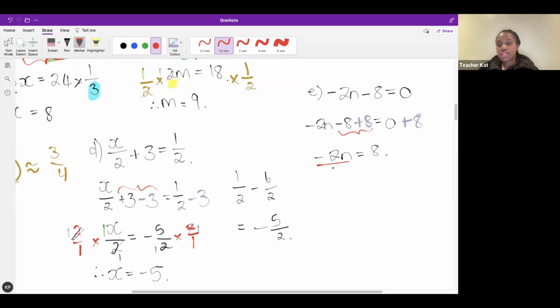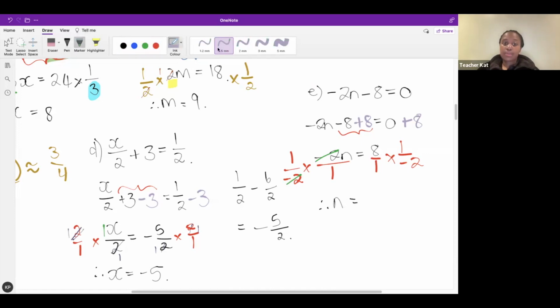Negative 2n is technically over 1. That means I'm going to times by 1 over negative 2. Nice, Seth. As we know, on the left-hand side, these have to cancel out. If they do not cancel out, then you made a mistake. So therefore, n is going to be left on its own.